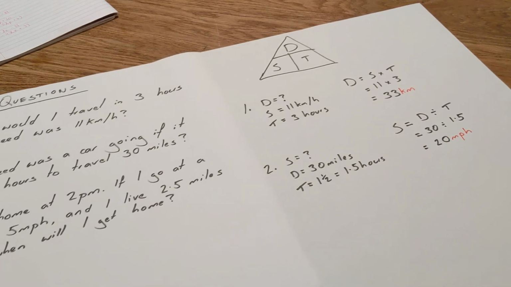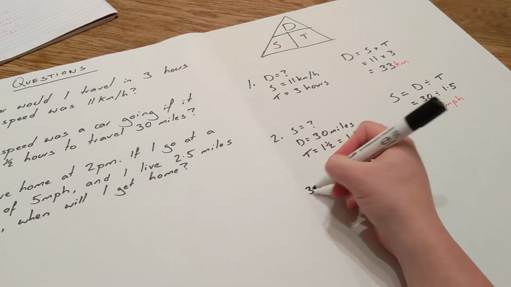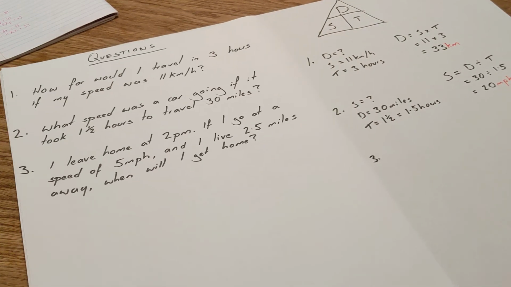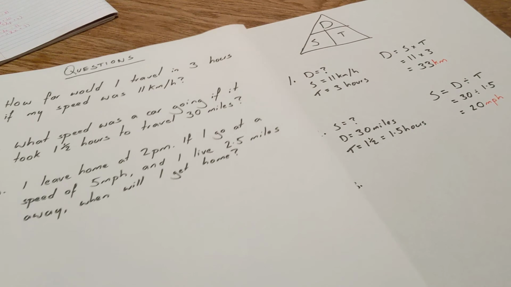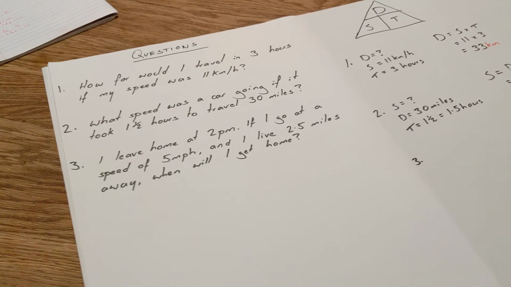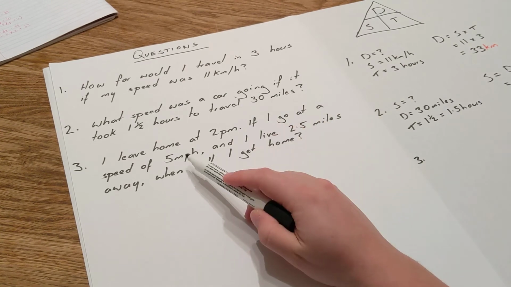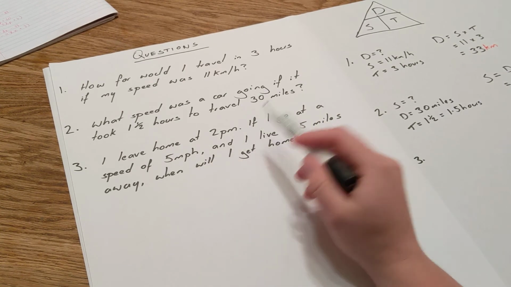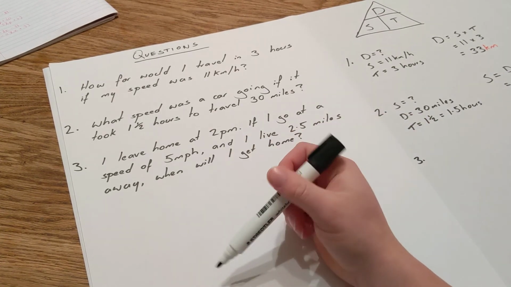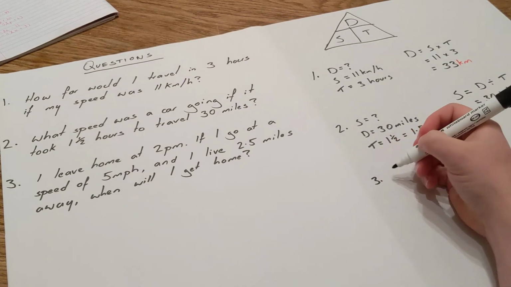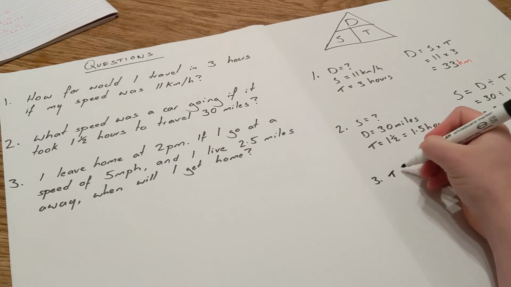Now, lastly, let's look at question 3, which has a wee bit more going on in it, but we can work out exactly the same because we have our triangle. So, question 3. I leave home at 2 p.m. If I go at a speed of 5 miles per hour and I live 2.5 miles away, when will I get home? Okay, so what I'm trying to work out here is a time.